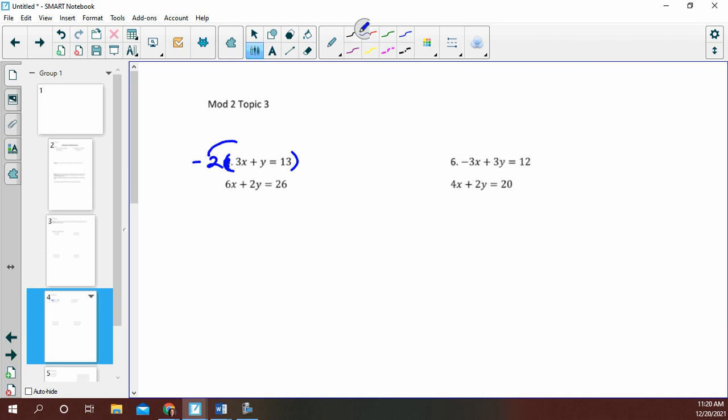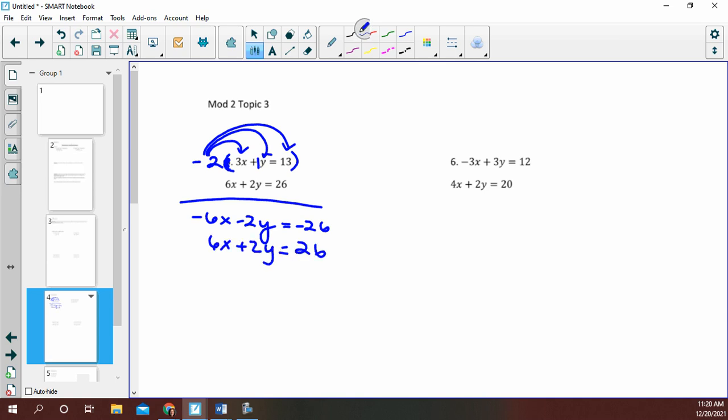Throw that number there. Okay, so negative 2 times 3x is negative 6x. That gets me negative 2y. If you need the little 1 there, negative 2 times 1. Okay, negative 2 times 13 is negative 26. The untouched equation underneath it, we always add going down. Negative 6 plus 6 is 0. Negative 2 plus 2 is 0. This gets me 0. 0 times x is 0. 0 times y is 0.